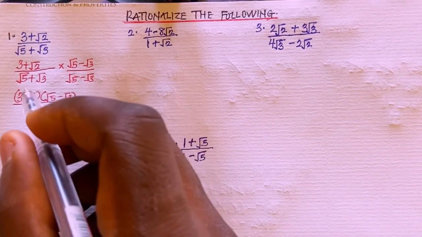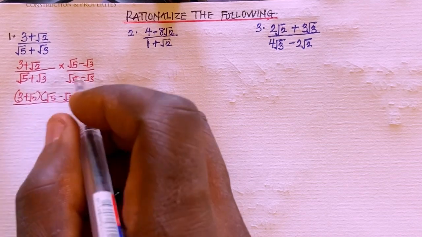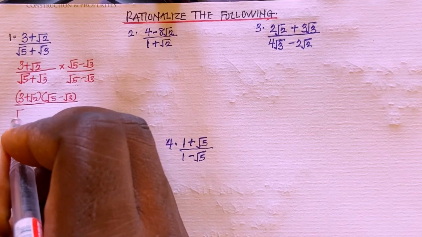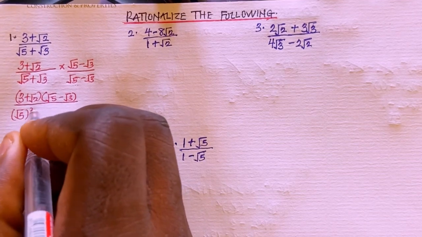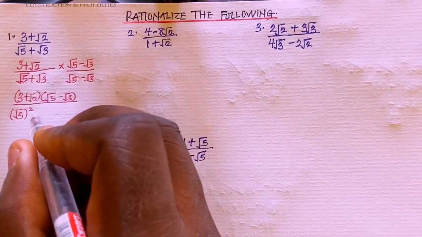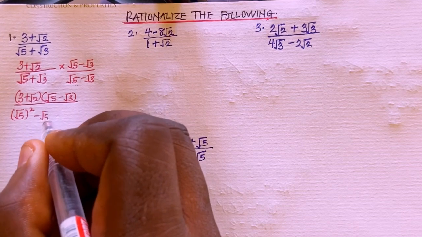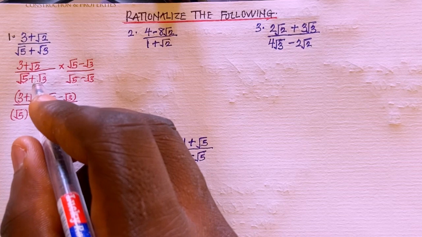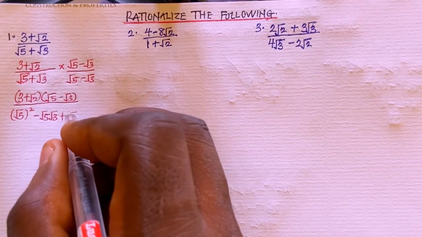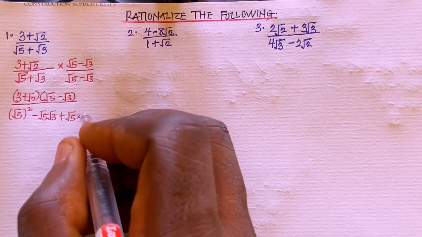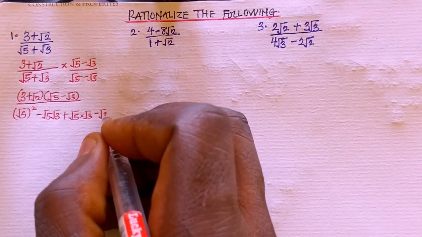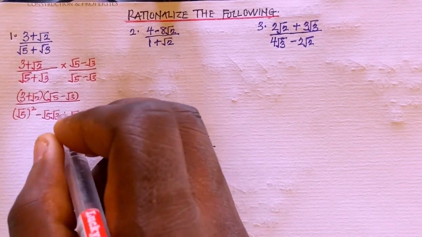The next thing I'm going to do is expand. I'm going to multiply these together. I have root 5 multiplied by root 5, that's root 5 all squared. Then root 5 multiplied by minus root 3, that's minus root 5 root 3. Then plus root 5 times root 3. Then the last one is minus root 3 squared. So this and this will cancel each other.